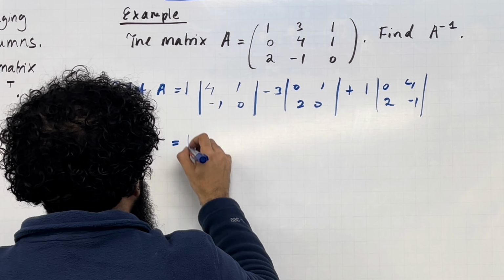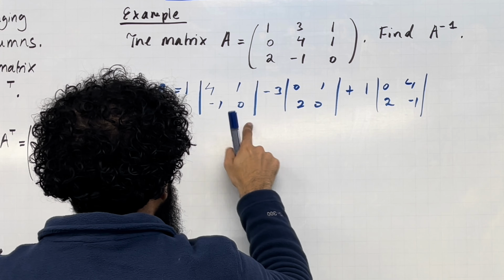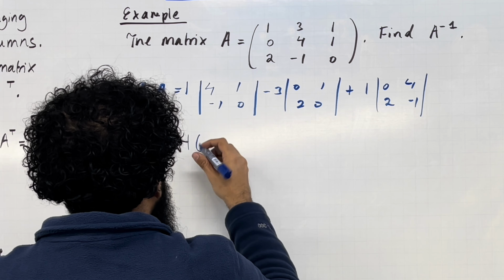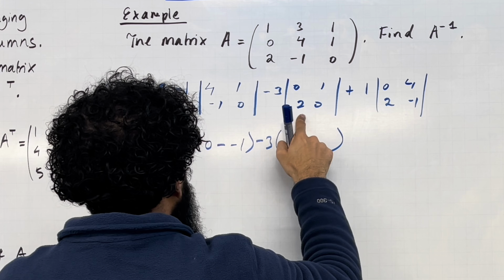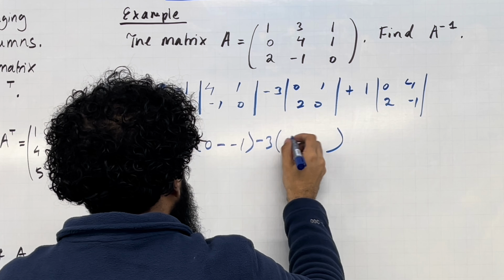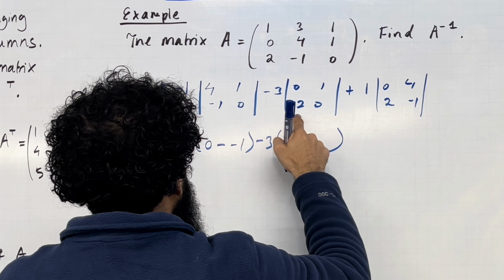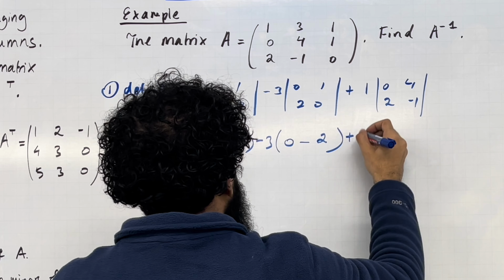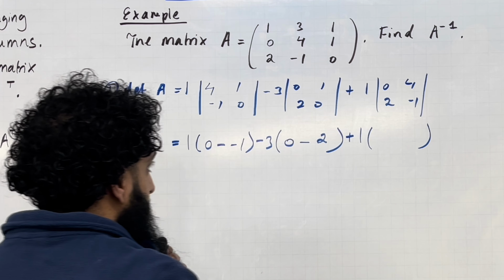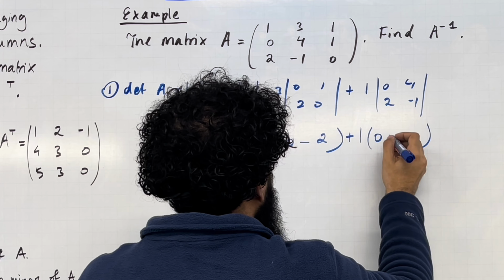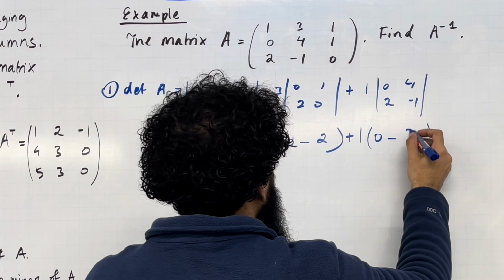So equal to 1 multiplied by the determinant of this. I do 4 times 0, which is 0. Take away 1 times minus 1, which is minus 1. Minus 3 multiplied by the determinant of this. I do 0 times 0, I get 0. Take away 1 times 2, I get 2. Plus 1 multiplied by the determinant of this. I do 0 times minus 1, which is 0. Take away 4 times 2, which is 8.